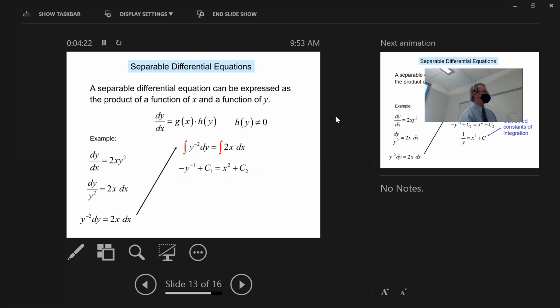Okay. Power rule reverse. You've got a constant on each side. So you don't need to label the constants. You're only going to have one constant. You're going to combine them.